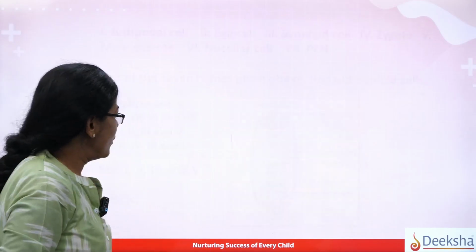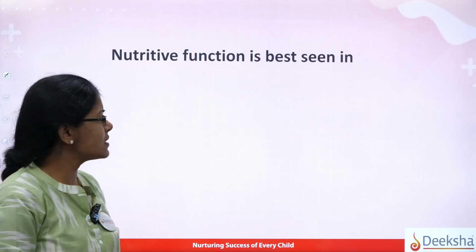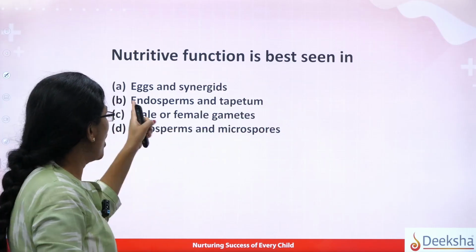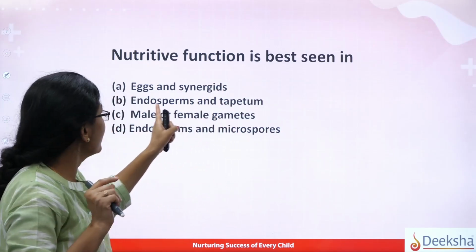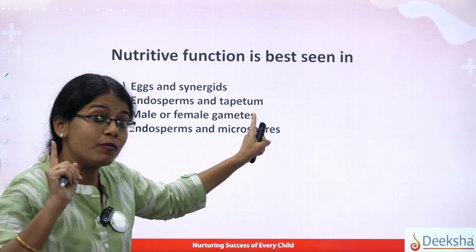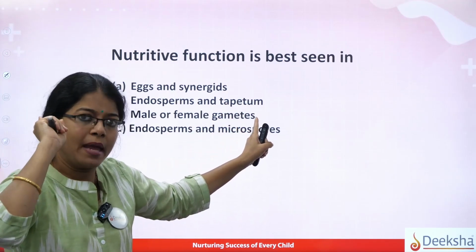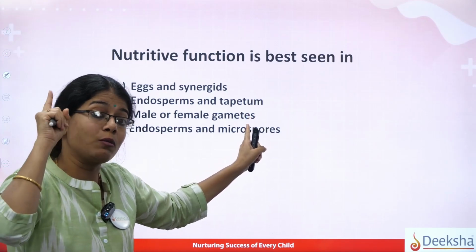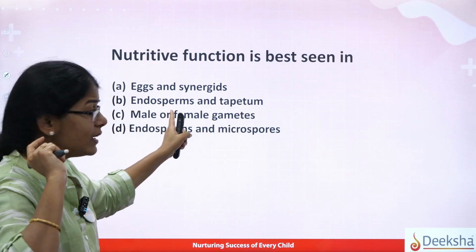Now we move on to the next very important question, and you are there to answer it. What is this nutritive function best seen in? Options are egg cell and synergids, which we studied right now; endosperm and the tapetum. Tapetum, where did you study the tapetum? In the male, not even the pollen grain, that was the stamen structure. You studied the tapetum, and the endosperm you studied right now.